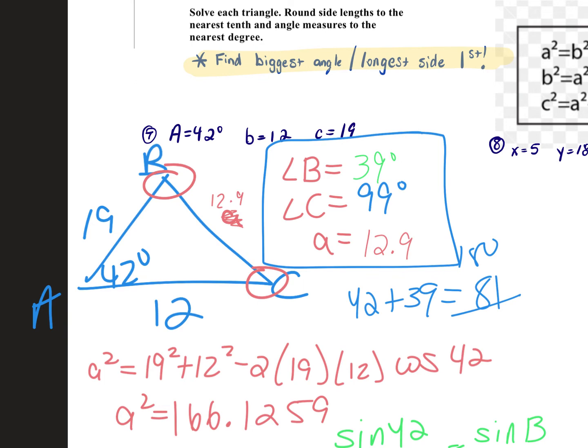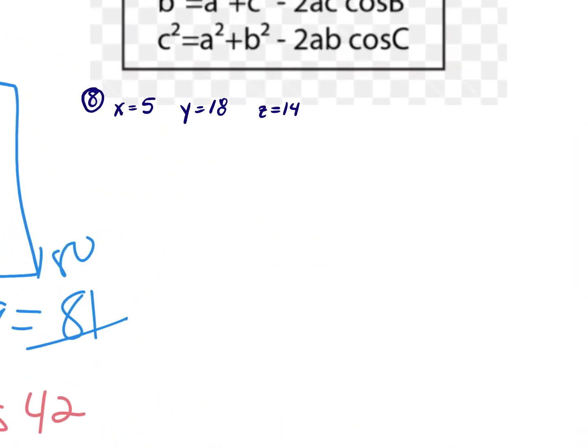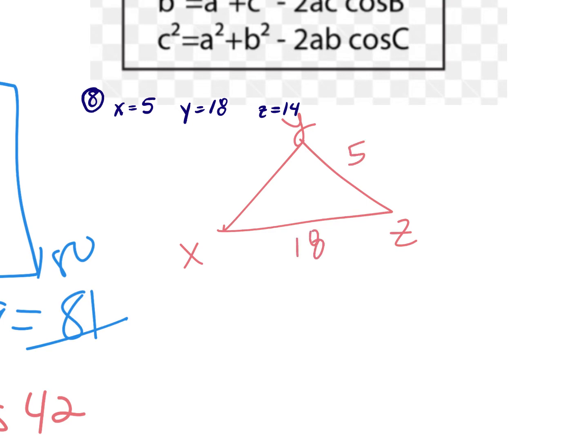All right, another law of cosines problem, and this one is a little different. And again, it's going to tell you on your problem using law of cosines. But look at this. We have x, y, and z. Again, doesn't matter how you write it, just as long as you keep angles across from sides. You put it as a, b, and c. That's fine. So across from x is 5, across from y is 18, and across from z is 14.